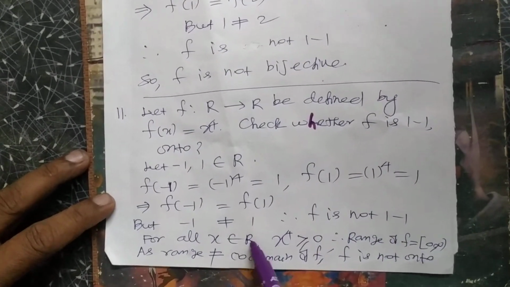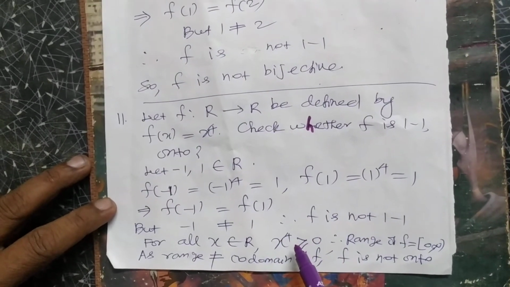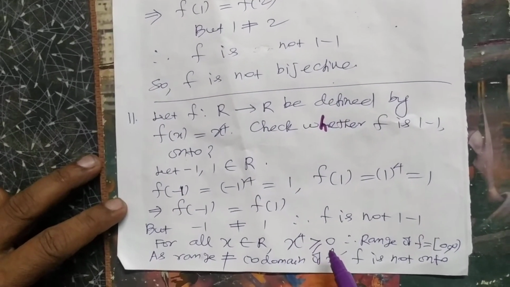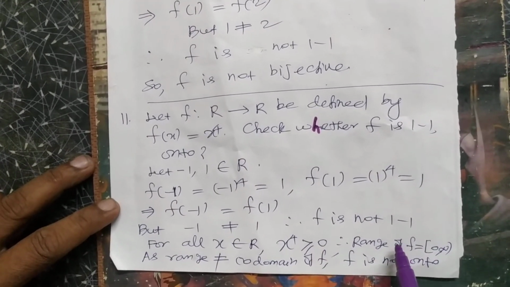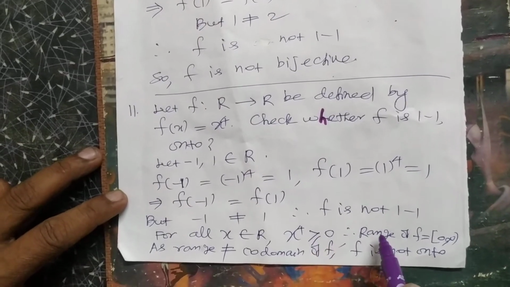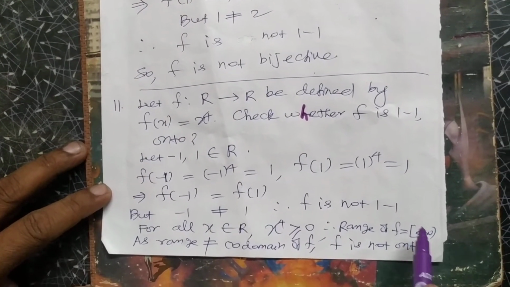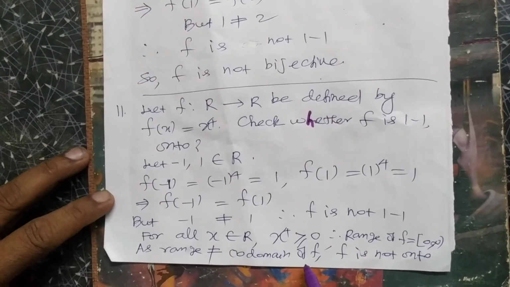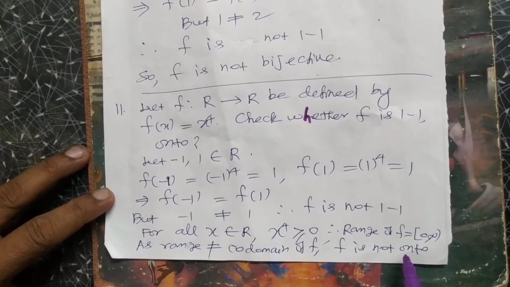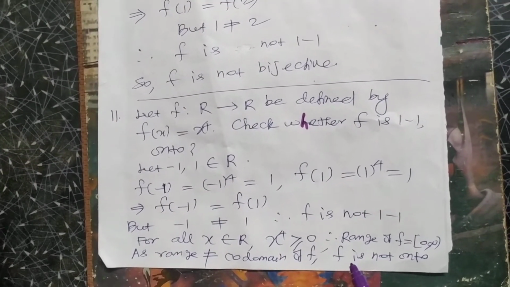Now, for all x belongs to R, whatever may be the value of x, x to the power 4 can never be negative, it is always greater than or equal to 0. Therefore, the range of f is all non-negative real numbers, the range of f equal to the closed interval 0, open at infinity. As the range is not equal to the codomain of f, therefore f is not onto. Therefore, in this case, the function is neither one-to-one nor onto.